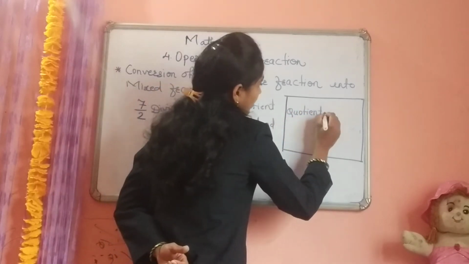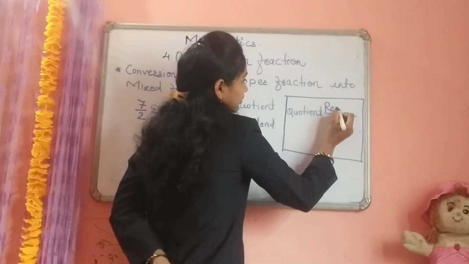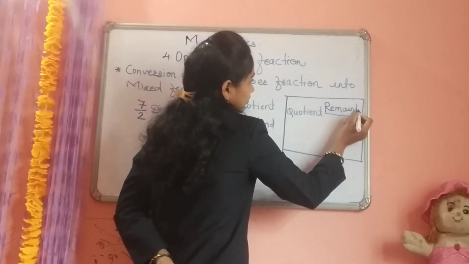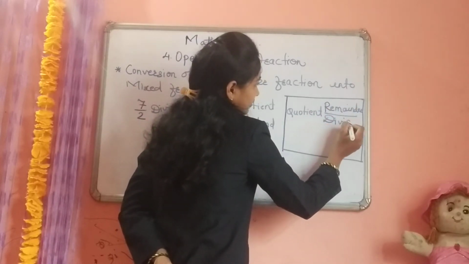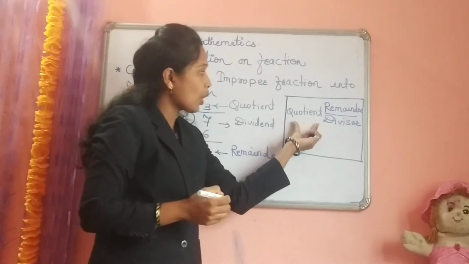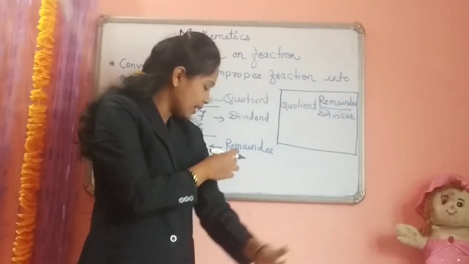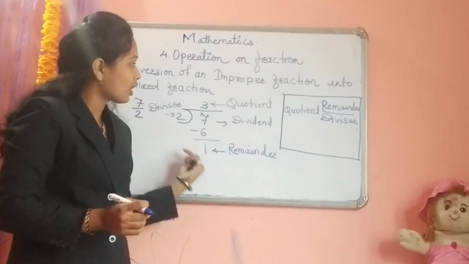Quotient, and after that remainder, and that is divisor. The form is given in front of you: quotient, remainder, divisor. In this form we have to write down the mixed fraction. So pay attention to the example.